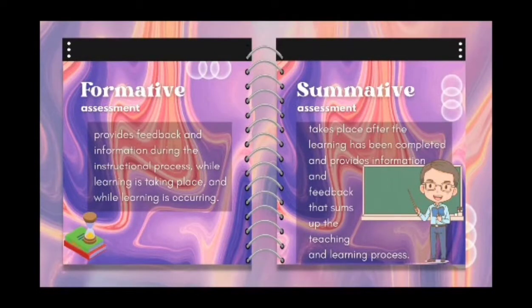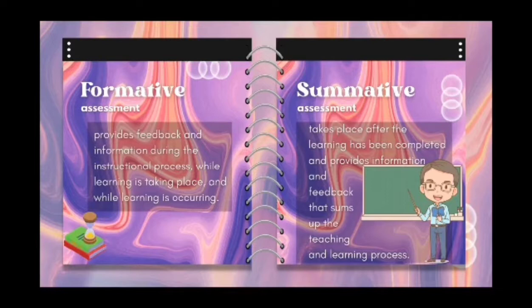So it provides feedback and information during the instructional process while learning is taking place and while learning is occurring. Example of formative assessment include asking students to draw a concept map in the class to represent their understanding of a topic. The second type of assessment will be summative assessment.